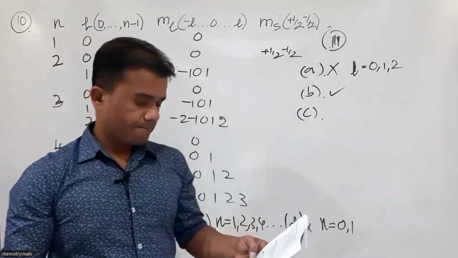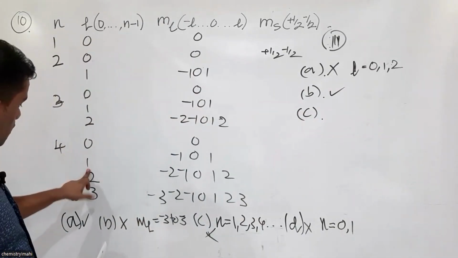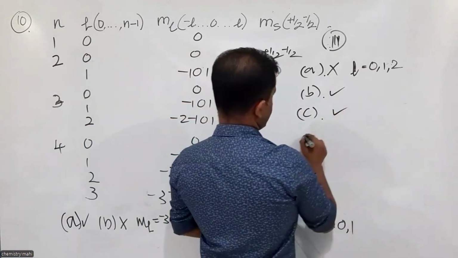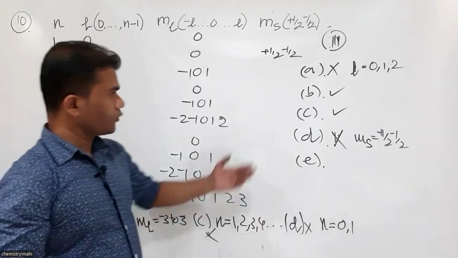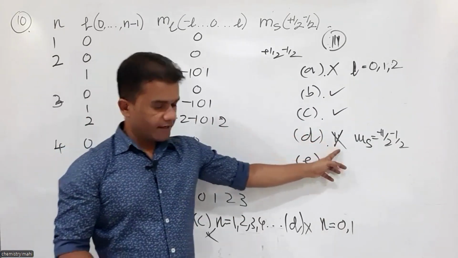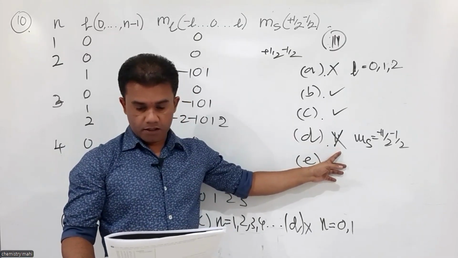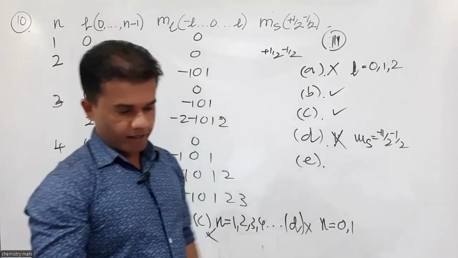What about C? 4, 1, 1, plus half. Yes, that's also correct. D, what I said here, you remember, then D is wrong. Why is D wrong? The problem is ms minus 1. It's not possible. ms could be plus half or minus half.